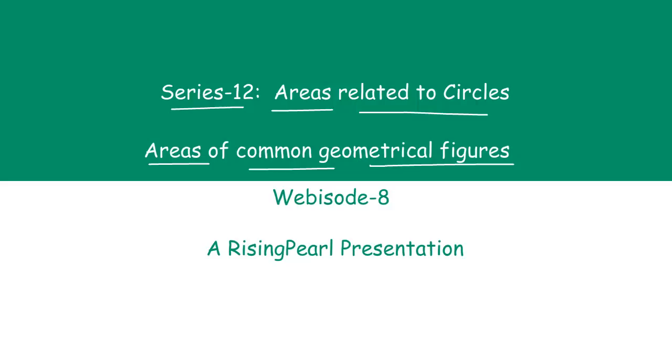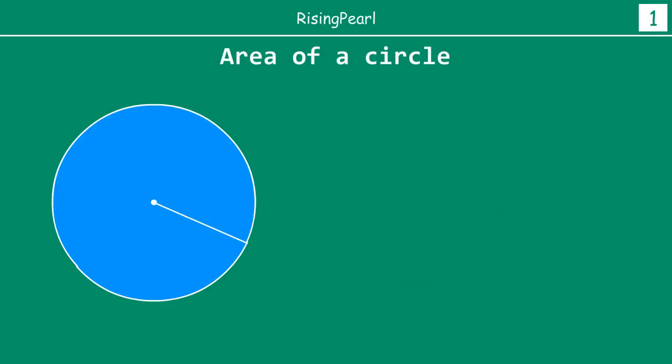The reason we want to do it right now is that from webisode number 9, that is from the next webisode onwards, we are going to take a look at shapes of figures that involve two or more of these common geometrical figures. So before we start looking at areas of those complex figures, let's revisit quickly the areas of some of the common figures that we have learned over the years.